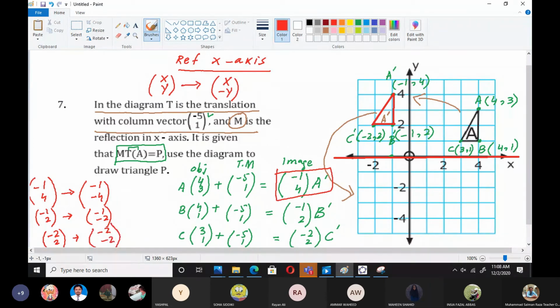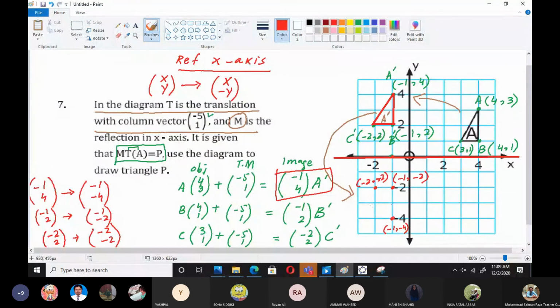Leave x and y will be negative. So (-1, 4) and (-1, -4). Minus 1 is this, minus 1, minus 2, minus 3, minus 4 is this point. So (-1, 4) is here. (-1, -4) is here. (-1, -2) is here. And (-2, -2) is here.